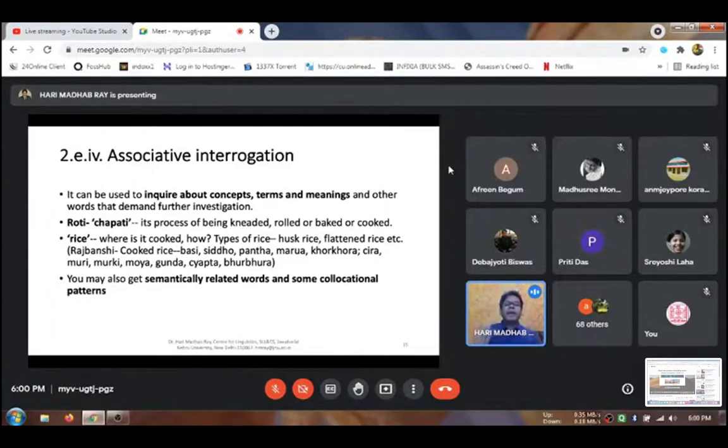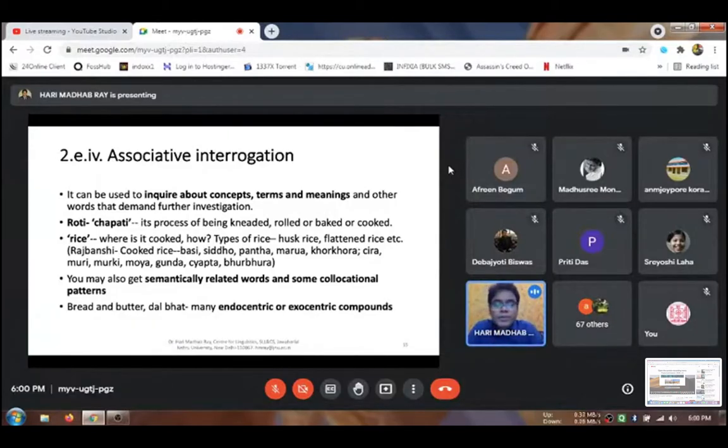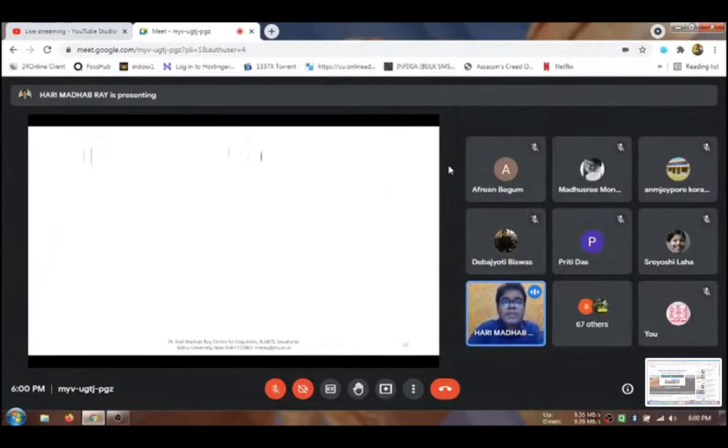Okay. So you may also get semantically related words and some collocational patterns for that matter. Collocational patterns, you understand what collocational patterns are. And especially in compounding, samaj, you will get lots of samaj for that matter, whether it's Bahuvrihi samaj and Dvandva samaj. So endocentric or exocentric compounds. So dal bhat, and there are many Dvandva samas you can understand. So associative interrogation is also interesting.